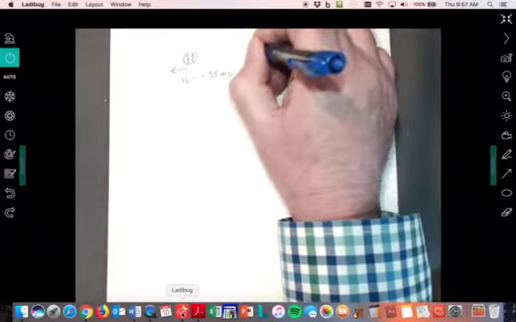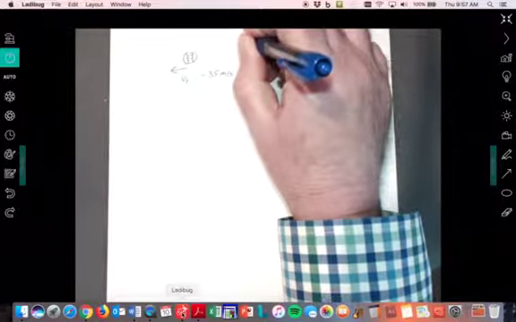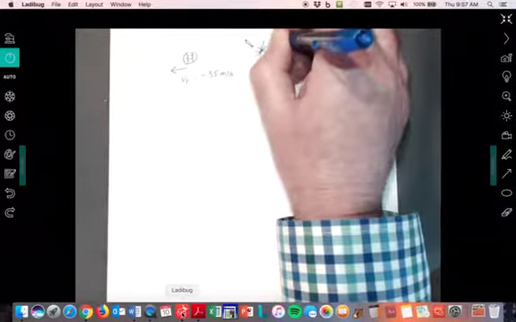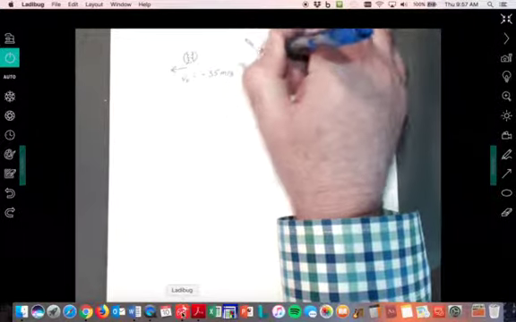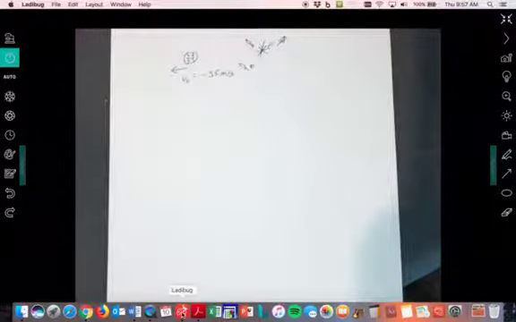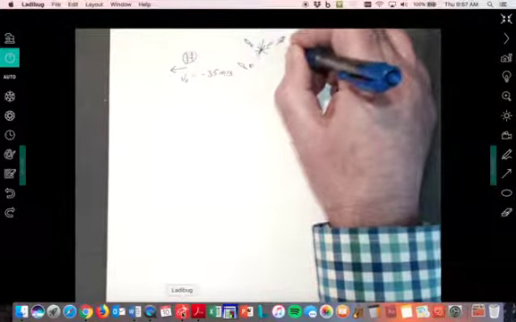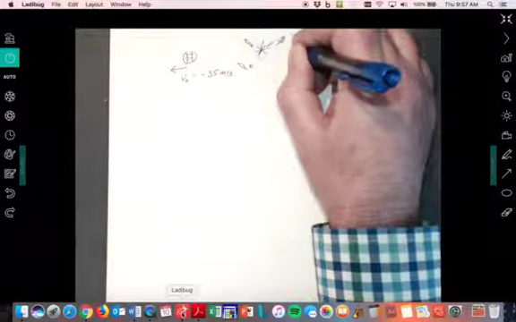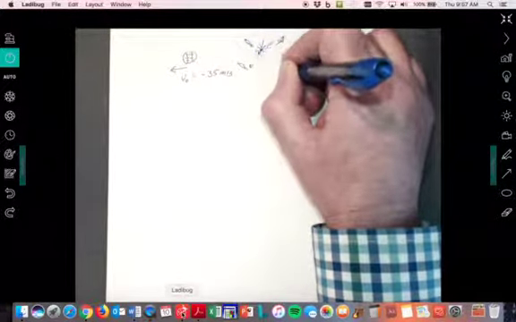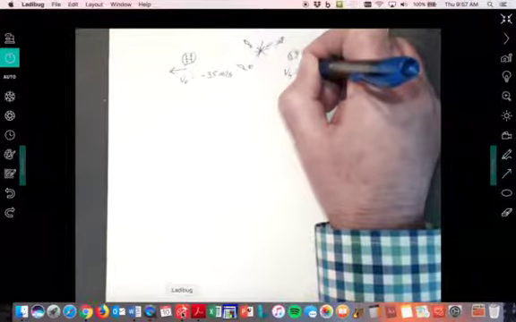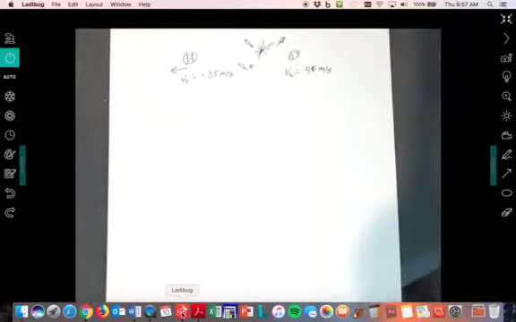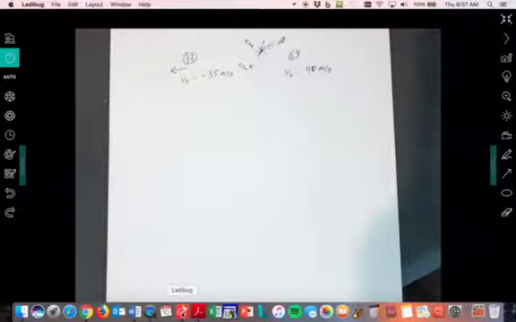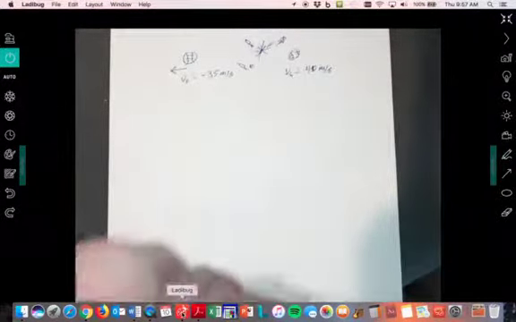Then boom, big collision. Like in cartoons, they always have stars and stuff like that. Then it takes off. We're going to just have it going in a straight line here. V final is positive 40 meters per second. Let's keep it simple.